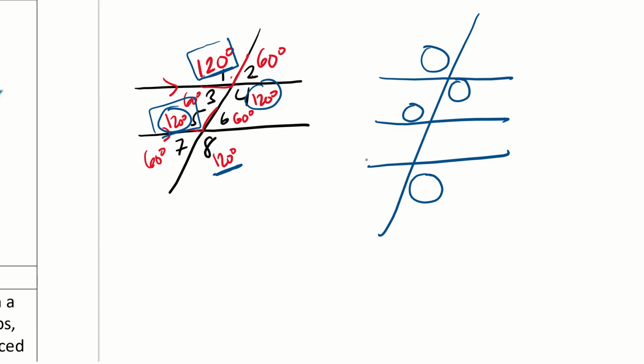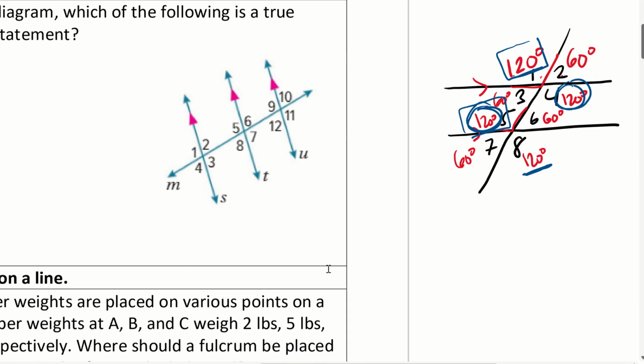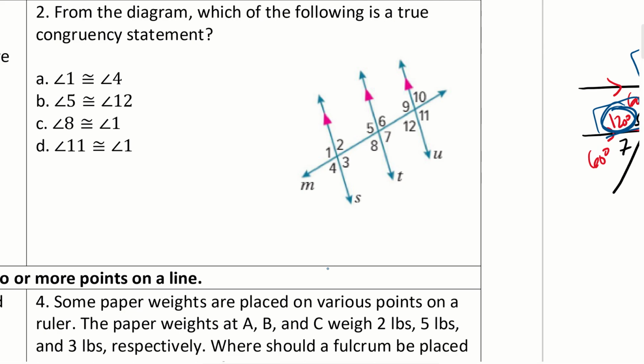Things like that. I would also expect this angle and this angle to be the same because they switch sides. Notice how the 120 and 120, right? So those are the types of angles I would expect to be the same. So if I look here, they're saying, okay, 1 and 4 are congruent.